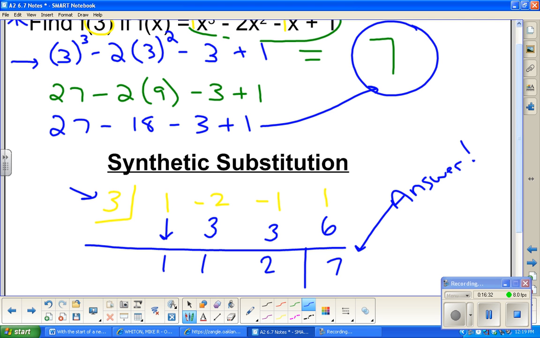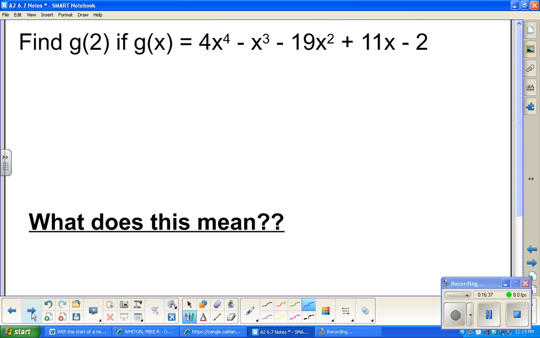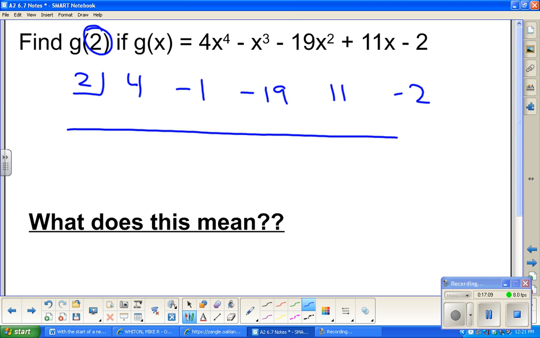Let me give you guys one to try. This will be the last thing, so try that one. Okay, so let's get this set up again. In this case, you do not switch the 2. When you're finding values of a function with synthetic substitution, you just plug in exactly what it is. So I'm going to use 2, and then my coefficients: 4x to the 4th, negative 1x cubed, negative 19x squared, 11x, and negative 2 for the constant. And then we have the process.